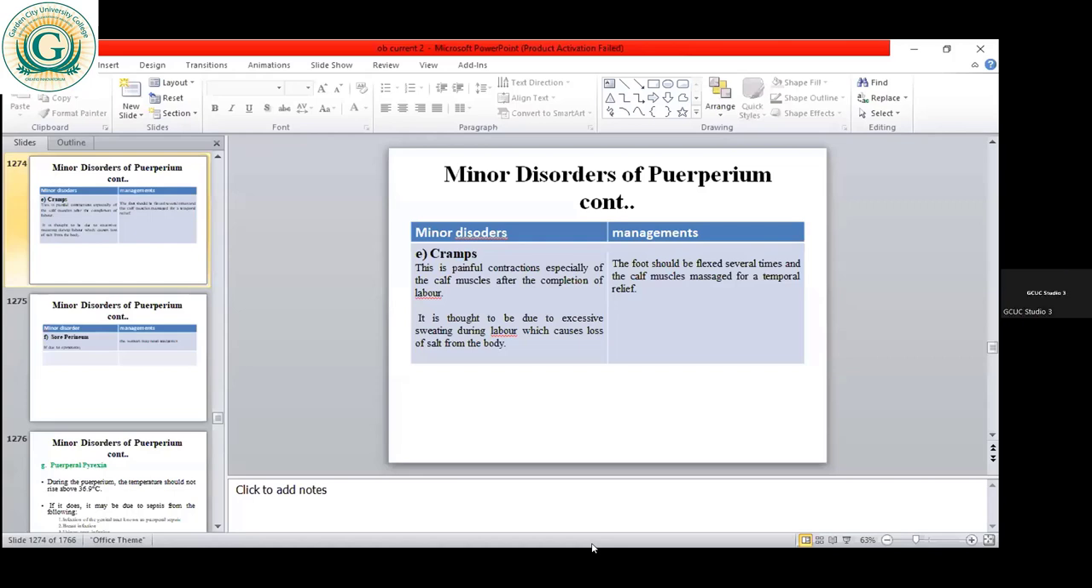The management here is the foot of the bed should be raised, the foot should be flexed several times and the calf muscle massaged. For what? Temporary relief.